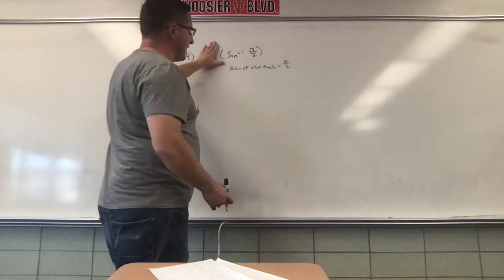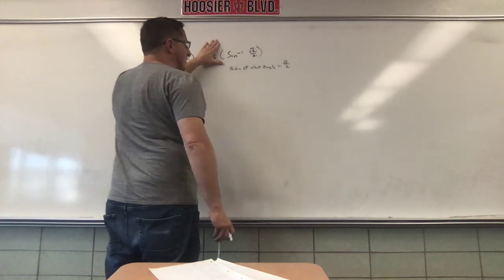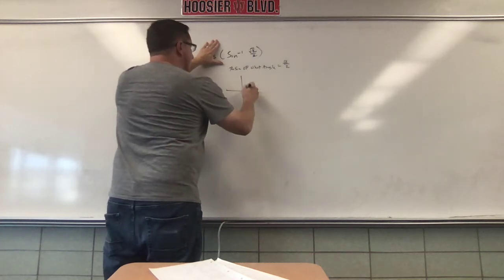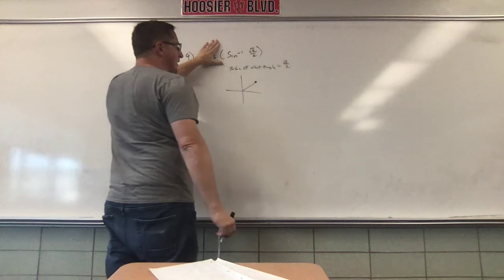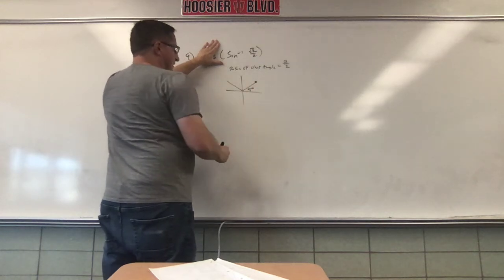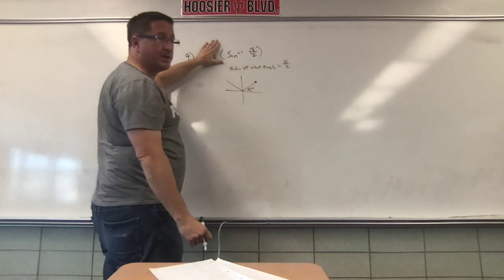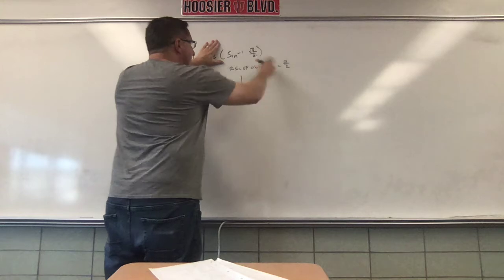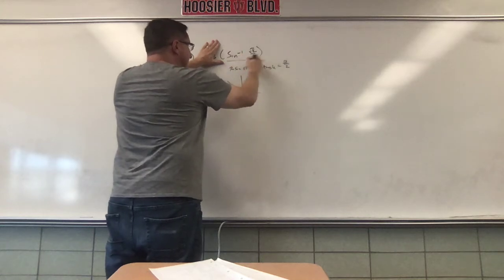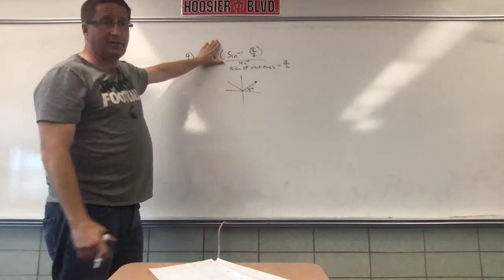I've been covering up cosine here, and it's cosine, not inverse cosine. If we look at our unit circle, the sine is radical 2 over 2 at 45 degrees. It's also radical 2 over 2 at 135 degrees, but we have to look at the right-hand side of the unit circle. So this right here is 45 degrees. The inverse sine of radical 2 over 2 is 45 degrees.